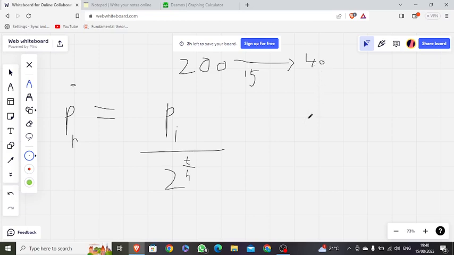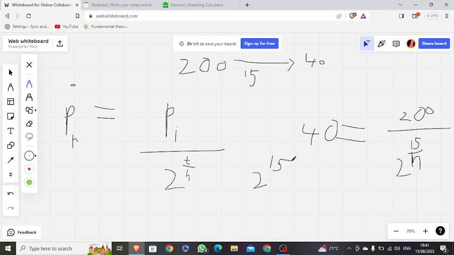Okay, so we input them here. The remainder is 40, and the initial is 200, even if it's imaginary, and 2 to the power 15 over h. Now if you didn't know about logarithms, whether you could or could not, it's still best to use logarithms in this case. So what you do is 2 to the power 15 over h equals 200 over 40.